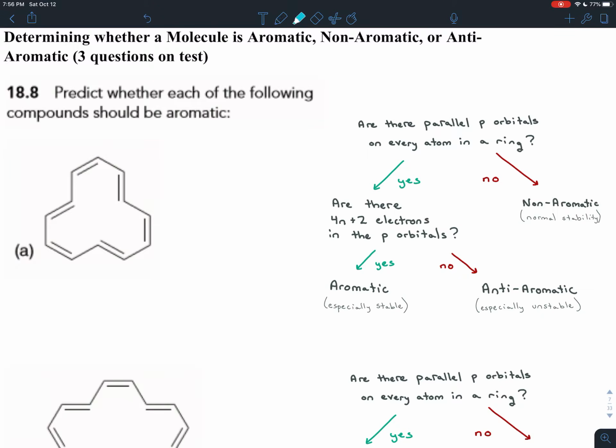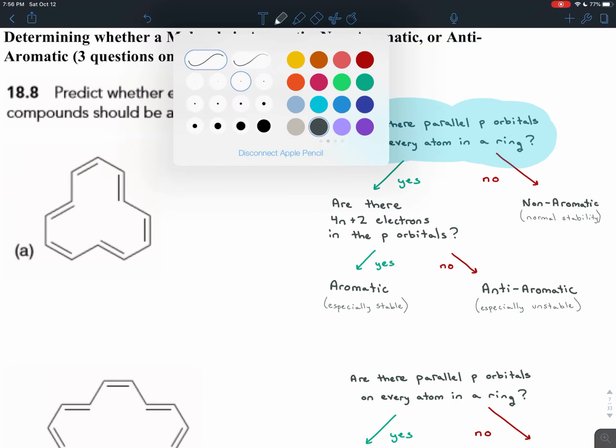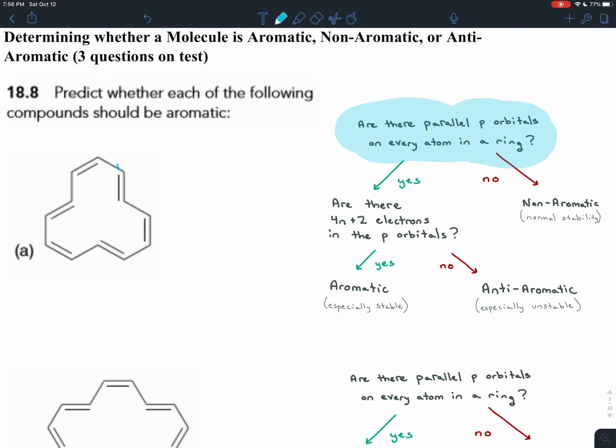So first we ask ourselves, are there parallel p orbitals on every atom in the ring? Because in order to form these conjugated pi bonds, each pi bond has to have two parallel p orbitals on the two carbons. You could see that all the way around the ring, for every atom in the ring, there are p orbitals that are parallel for each of these. And so the answer to that question is going to be yes for this compound.